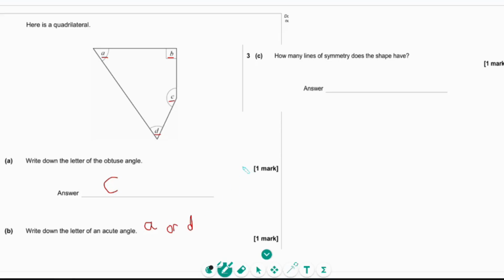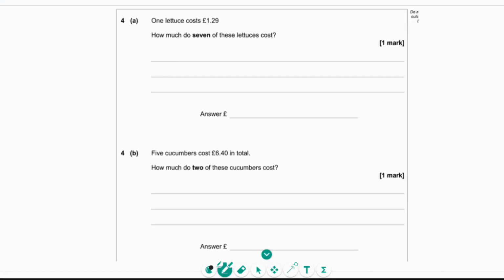How many lines of symmetry does this shape have? Can we fold this shape at all so it will fold into itself exactly? No, we can't, so it's 0 lines of symmetry. Question 4. One lettuce costs £1.29. How much does 7 of these lettuces cost? So just 7 times £1.29. It's the calculator paper, so we can use our calculators. £9.03.